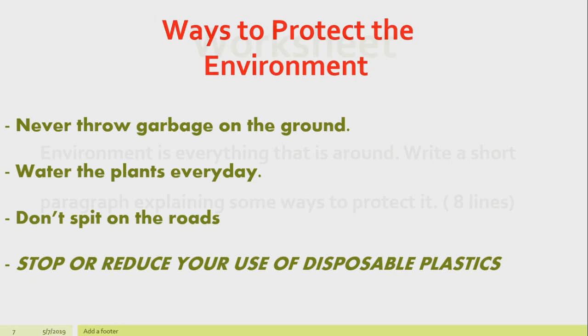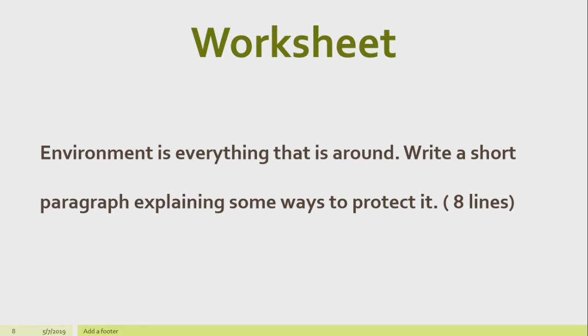All right? Now, let's have a look at this worksheet. This is the task that you will be required to do. Environment is everything that is around. Write a short paragraph explaining some ways to protect it. Now you need to write a short paragraph in which you explain some ways to protect the environment. The maximum number of lines that you are allowed to write is 8 lines. No more, no less. Okay?